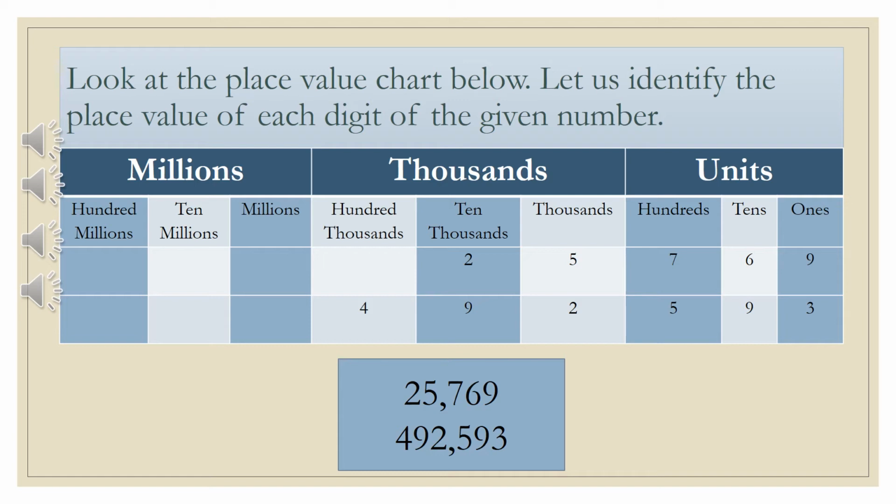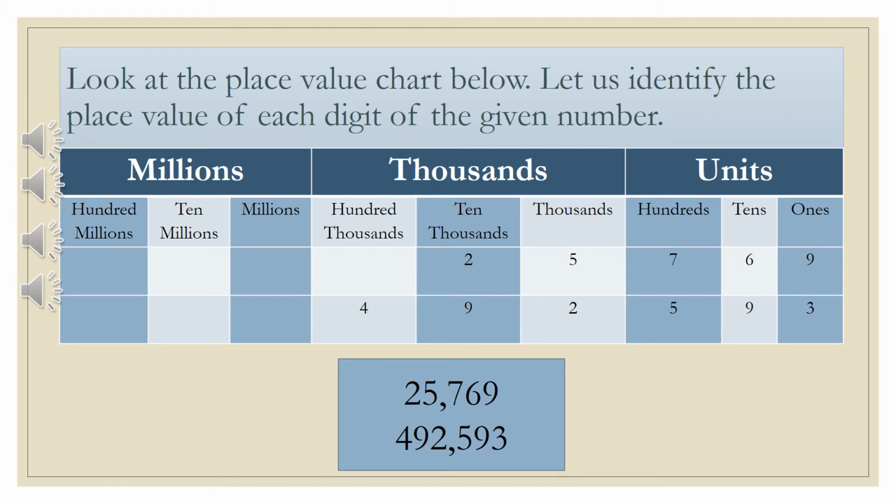Now the second given number is 492,593, and we have to identify also each place value. First thing to do, we have to identify which is in the unit period. As you can see, we have to start identifying on the right side, and you can see the 593 is under the unit period, and we have to identify which is in the ones place.